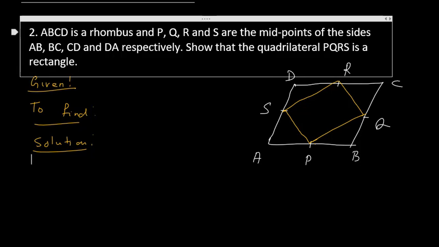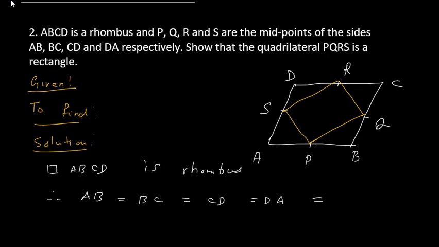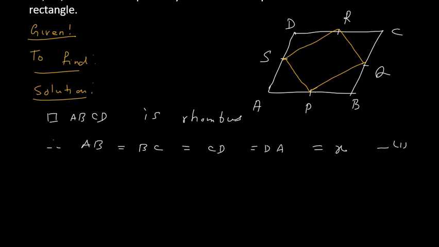Now, as ABCD is a rhombus, therefore I will take AB equals BC equals CD equals DA equals x, so it will be easy for me to calculate the length of sides. Now we do one construction, we draw AC, join AC.